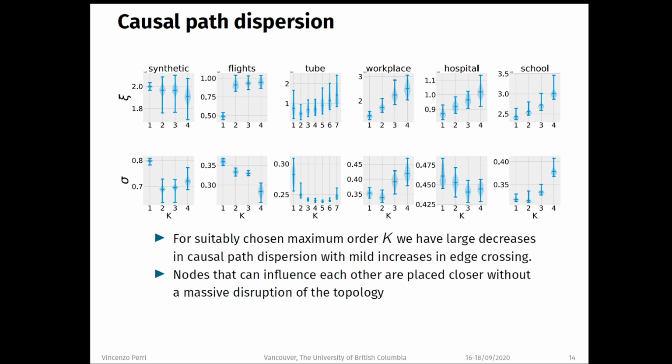So now let's look at the results for causal path dispersion, where we see that for a suitably chosen maximum order k, large decreases in causal path dispersion go together with mild increases in edge crossing, which tells us that nodes that can influence each other are actually placed closer without massively disrupting the topology of the network.